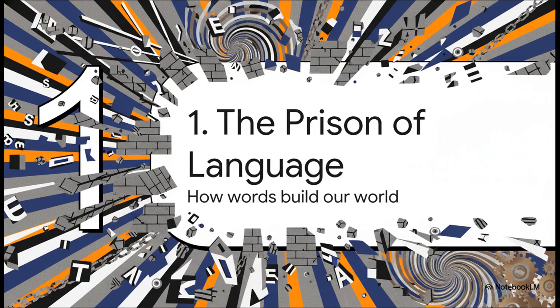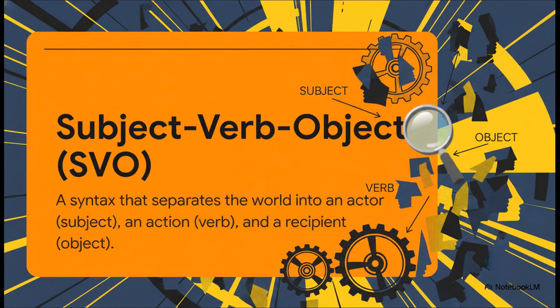We're about to pull back the curtain on the hidden rules of English and see how they actually build the walls of our perception without us even noticing. So the foundation of this prison is something we use all day, every day. Subject-Verb-Object syntax. Think about it. I, the subject, read, the verb, the book, the object. This super simple structure automatically slices the world into pieces. It creates this built-in division between an active doer and a passive external world. Separation is literally baked right into our grammar.